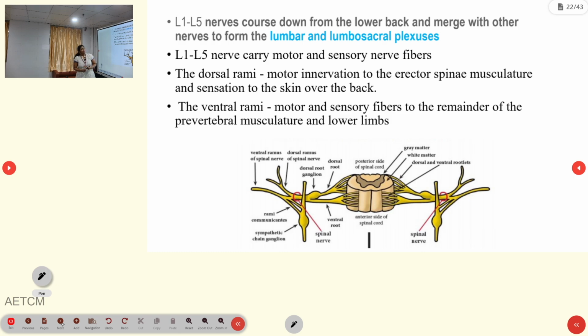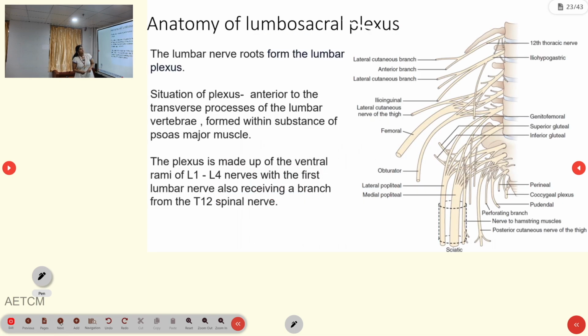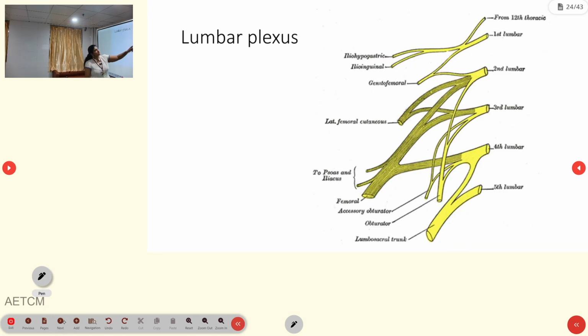So a plexus of nerves is formed in the lumbar region. This is called the lumbar plexus, and in the sacral part, when it combines with the lumbar plexus, it is called the lumbosacral plexus. Now coming to the anatomy of the lumbosacral plexus, it is situated within the substance of the psoas major muscle.